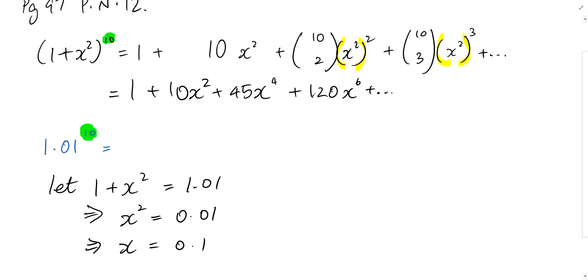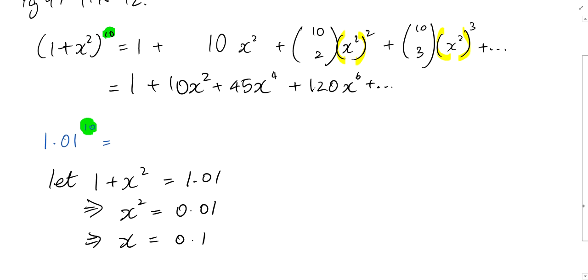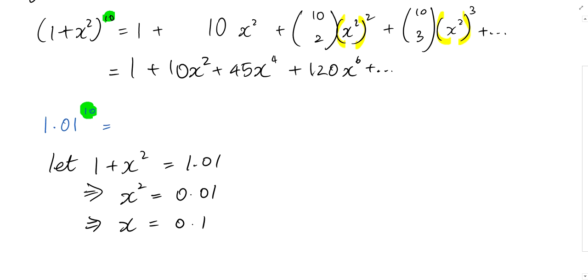Now that I have x to be 0.1, and I look at my binomial expansion, all these are supposed to be 1 plus 0.1 square to the power of 10. Can you see the similarities? X is now 0.1, right?